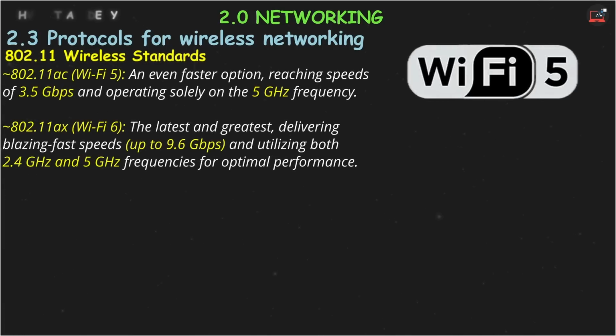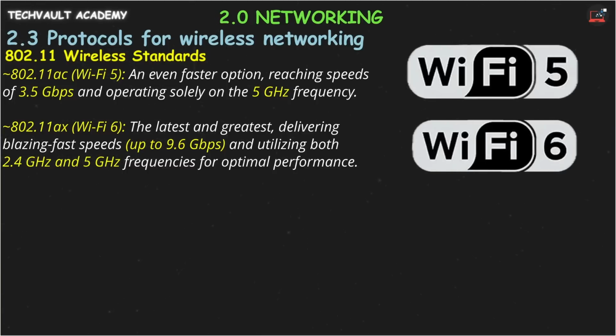802.11ac, Wi-Fi 5: an even faster option, reaching speeds of 3.5 Gbps and operating solely on the 5 GHz frequency. 802.11ax, Wi-Fi 6: the latest and greatest, delivering blazing fast speeds up to 9.6 Gbps, and utilizing both 2.4 GHz and 5 GHz frequencies for optimal performance.